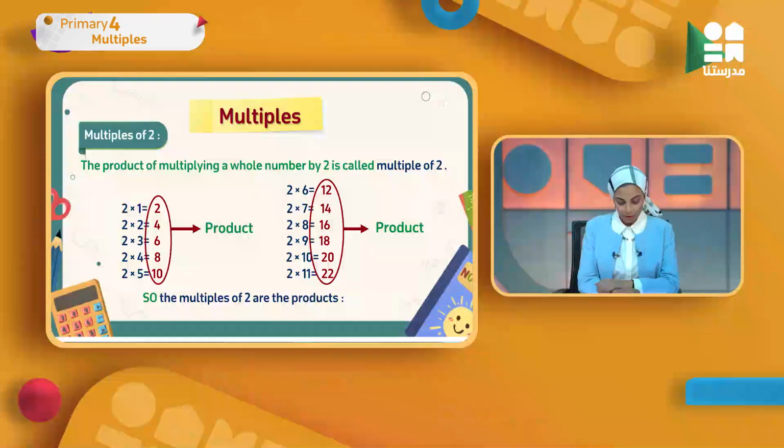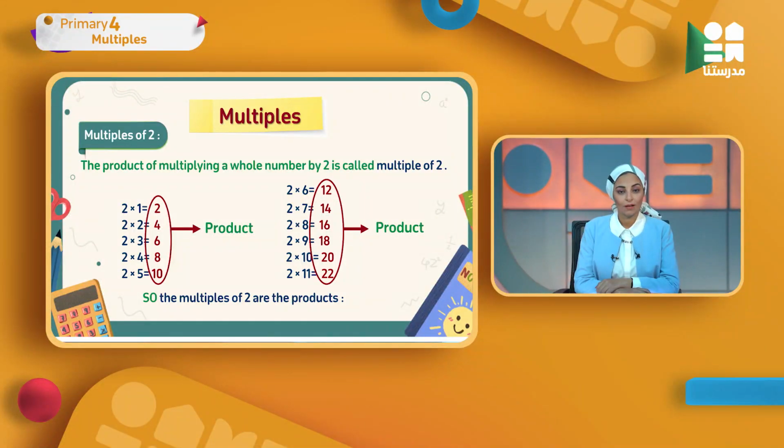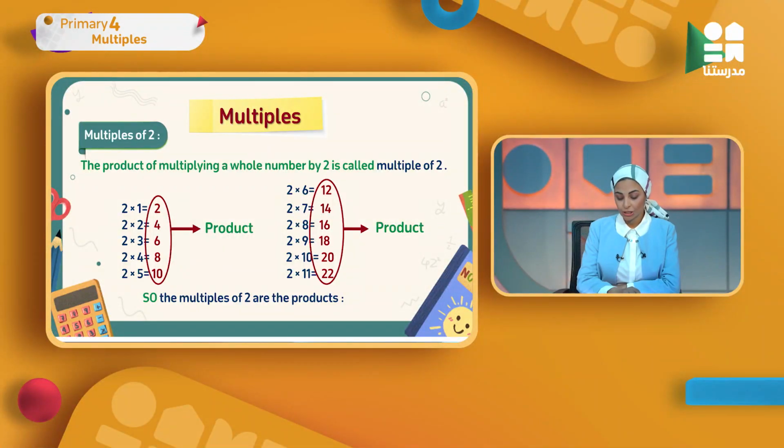We notice here that the products of table 2 are even numbers. Do you remember what the even numbers are? The even numbers are 0, 2, 4, 6, 8. Okay, what about the odd numbers? The odd numbers are 1, 3, 5, 7, and 9. But the odd numbers are not multiples of 2. They are not found in table 2. As we see here, all the products of table 2 have even unit digits. So the multiples of 2 are 2, 4, 6, 8, and so on.